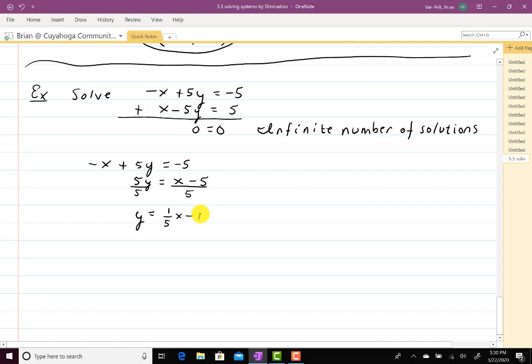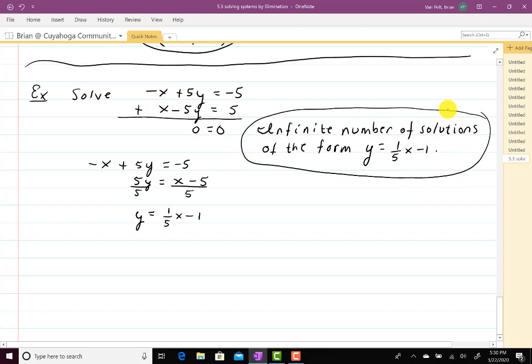So this is what they put. They put an infinite number of solutions of the form y equals 1/5 x minus 1. This whole thing is what you would put in for the answer to those types of problems. If you'd have solved the second equation, you actually would have ended up with exactly the same thing as I had there.